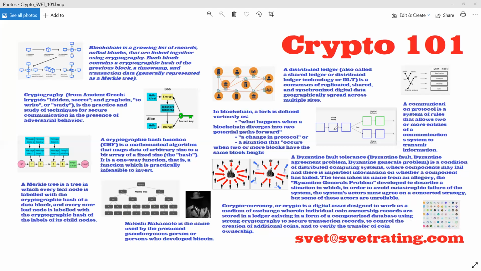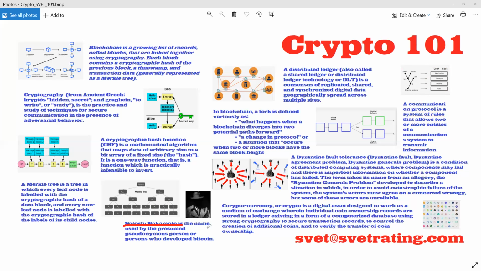A communication protocol is a system of rules that allows two or more entities of a communication system to transmit information. So a protocol is a system of rules, and there are many protocols, for example, the TCP/IP protocol, which we all use every day.